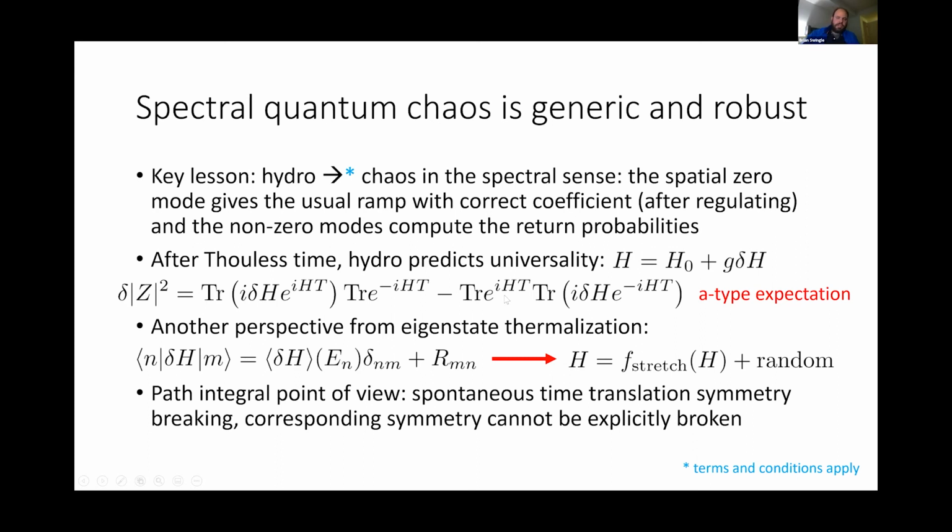So in other words, in the regime where the diffusion constant is still relevant, this of course can change things because this can change the diffusion constant. But at very late time, after the Thouless time, this won't change anything because you have universality, or that's the expectation. And it's predicted by this formalism because it's just an expectation of an A-type variable.